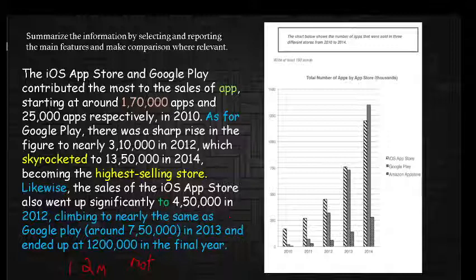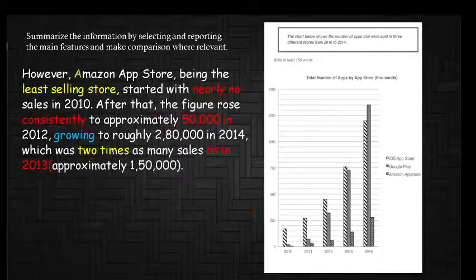Alright, so, however, Amazon App Store. Being the Amazon App Store, being the least selling store. Ooh, that's a poor use of vocabulary. Least selling store. No. Started with nearly no sales. No, it doesn't say that. Nearly no. I mean, what number could that be? It could be 10. Is 10 nearly none?